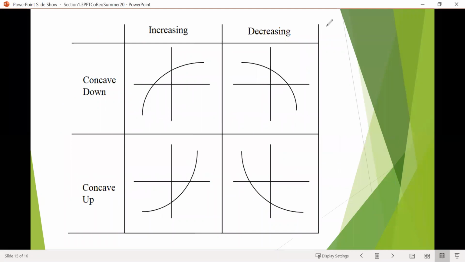All right, and so here's some different examples of concave up and concave down. So notice on the top here we have an increasing function, but it's concave down because the curvature is facing down. The second one is also concave down, but notice now it's a decreasing function. And then here below we have concave up examples. So here's a function that's increasing but concave up, and then one that is decreasing but also concave up.